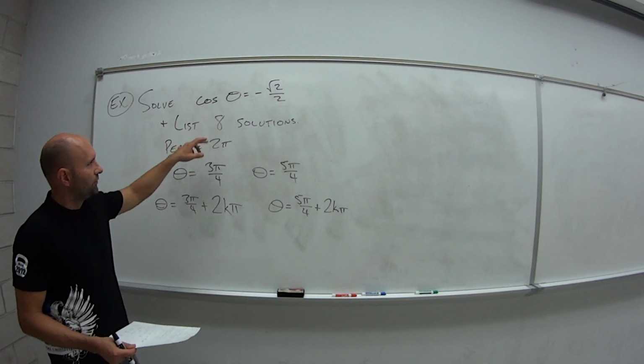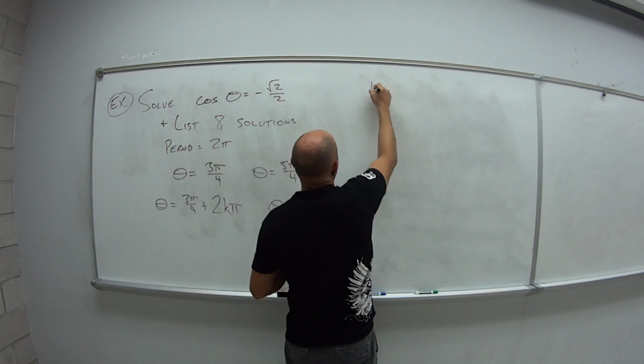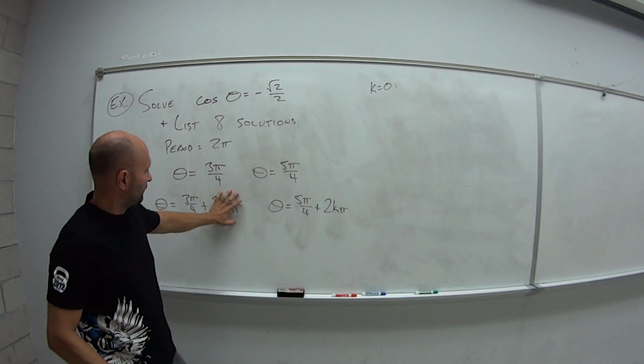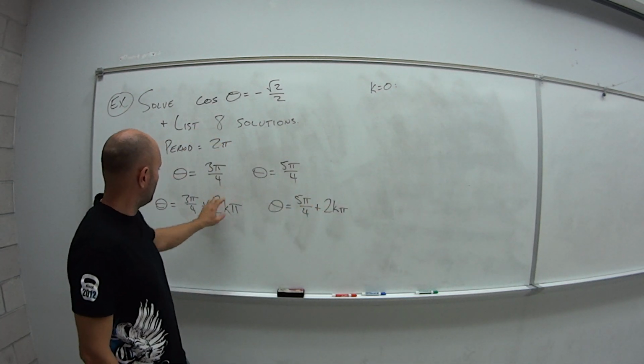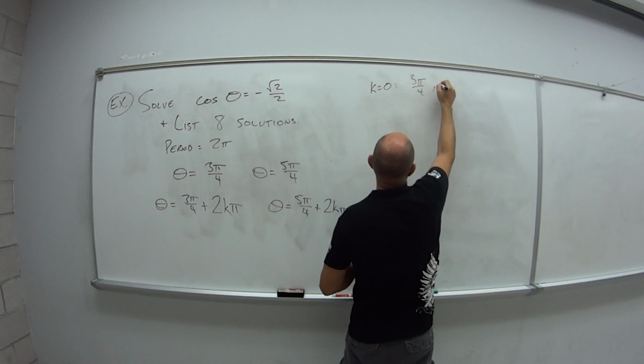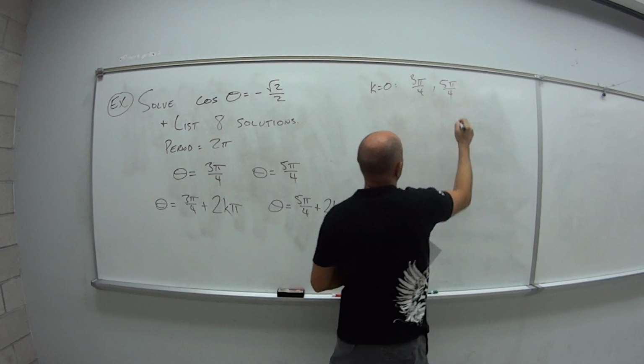So now we need the 8 solutions. So when k is 0, that was this guy here, because both of these pieces will disappear. 2k pi will become 0, so it's just 3 pi over 4 and 5 pi over 4.